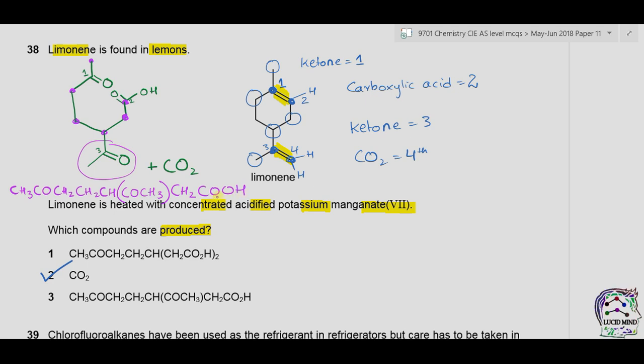As only one carboxylic acid is formed, while in this one we can see that 2 carboxylic acids are given, so one is wrong. Third one is exactly the same as the structure given. So 3 is formed. As both option 2 and 3 are correct, the answer is therefore C.